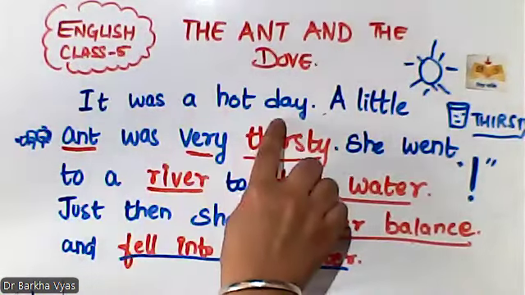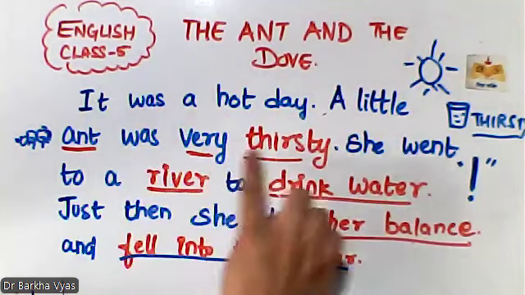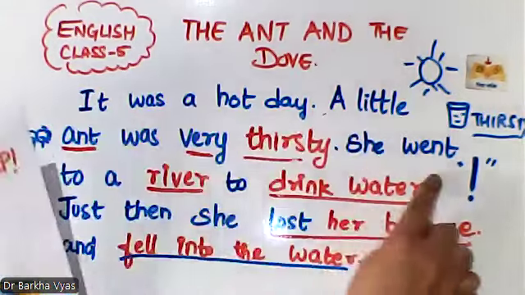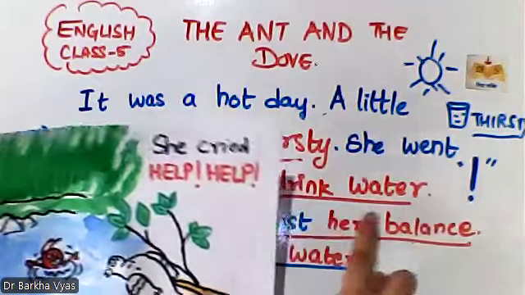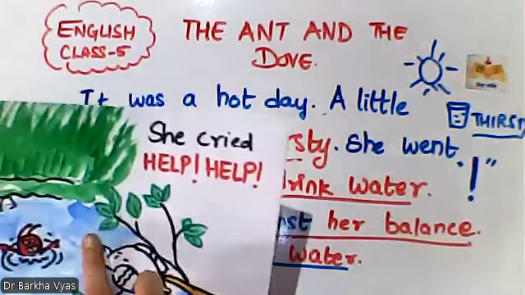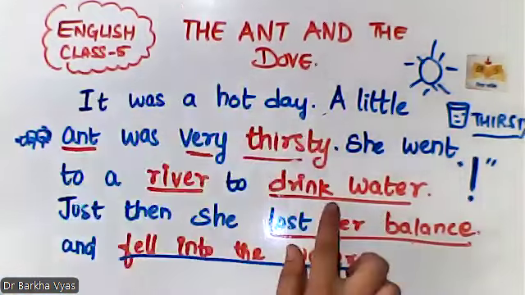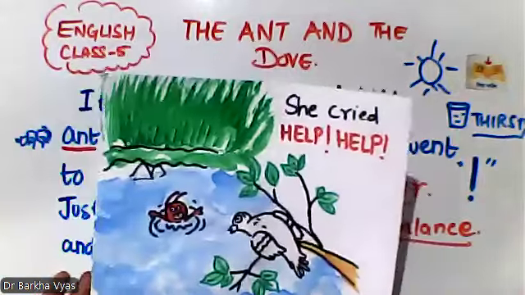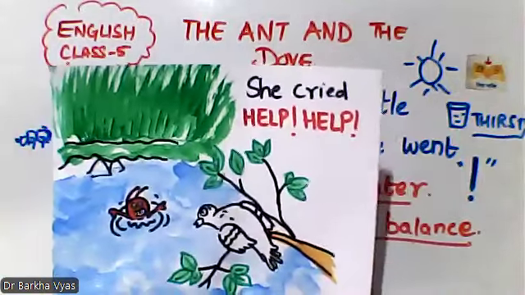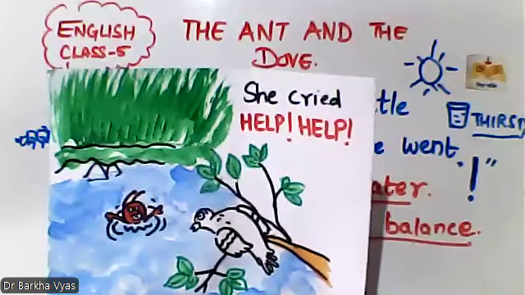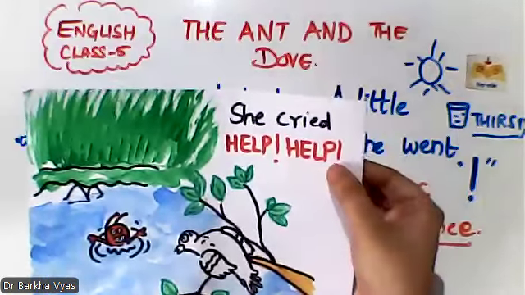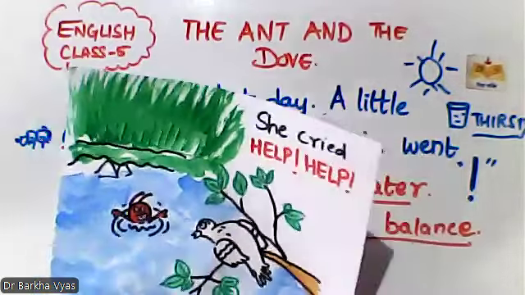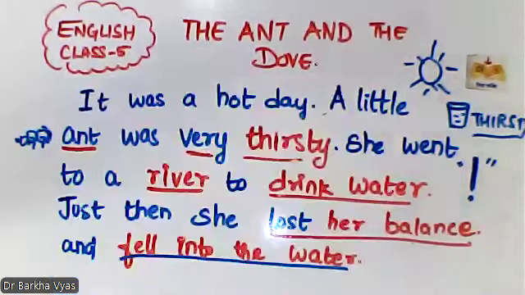It was a hot day. A little ant was very thirsty. बहुत प्यास लगी थी. So she came to the river. She went to a river to drink water. And see, water, river में क्या होता है? पानी होता है ना? So she went to drink water. Just then she lost her balance and fell into the water. जब आप मुसीबत में है, whenever you are in trouble, what do you say? Help, help. She cried, "Help, help." Okay, you understood that? Now let's move forward.